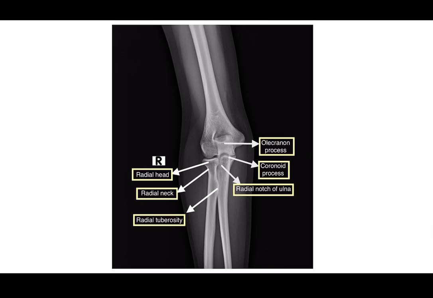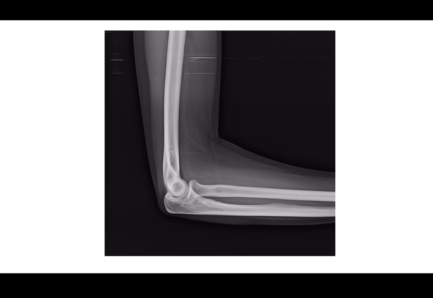Again, this is the radial head, this is the neck, this is the tuberosity. And the ulnar parts are, this is the olecranon process, this is the coronoid process, and this is the radial notch. It makes the radioulnar joint with the head of radius. Now coming to the lateral aspect of the elbow joint. Again our approach will be from top to bottom.